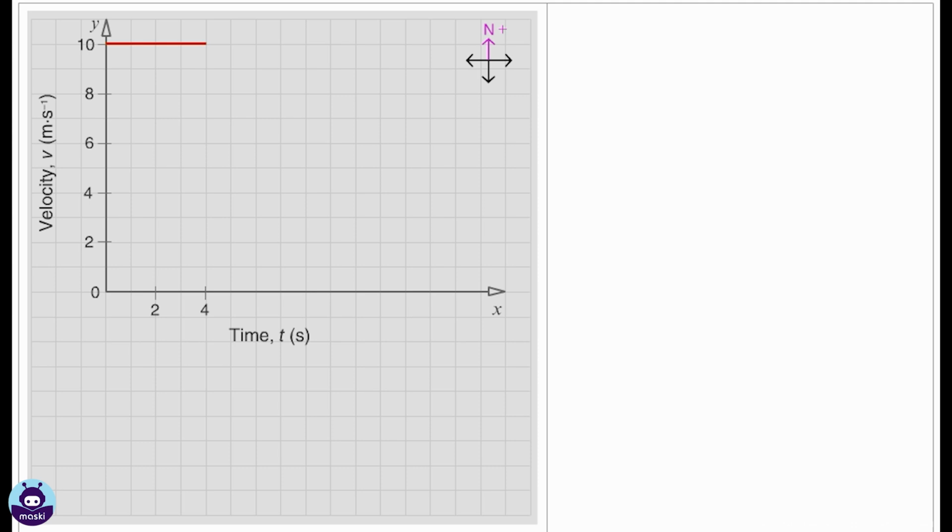Displacement from velocity time graph. We are given the velocity versus time graph of an object. The direction to the north was taken as positive. Can we determine the displacement of the object from this graph?